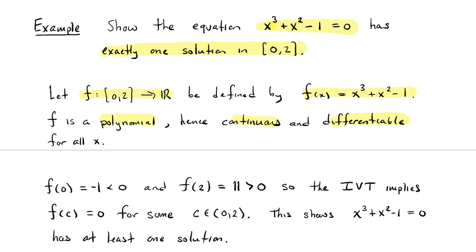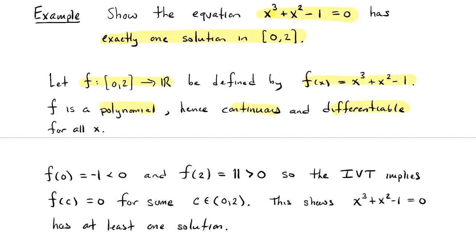Okay. So then I'm just going to check out the value. I'll let you check the arithmetic, but I claim that f is negative at 0 and it's positive at 2. So you can stop the video and verify that. So the intermediate value theorem says that it's 0 somewhere in between. All right, so that means I've got at least one solution. There's at least one number between 0 and 2 that makes that expression equal to 0. That's from the intermediate value theorem.